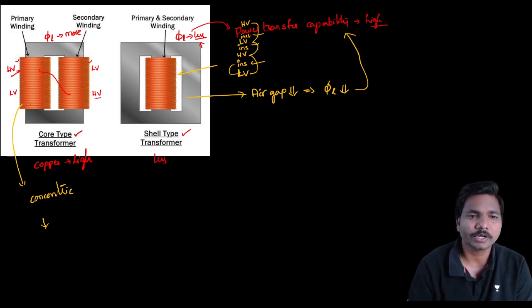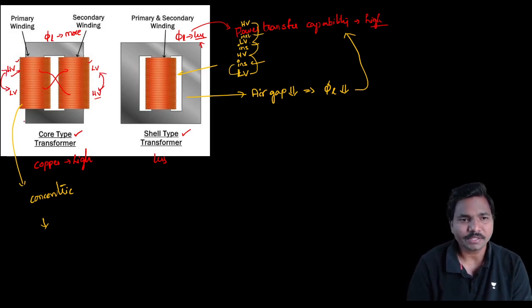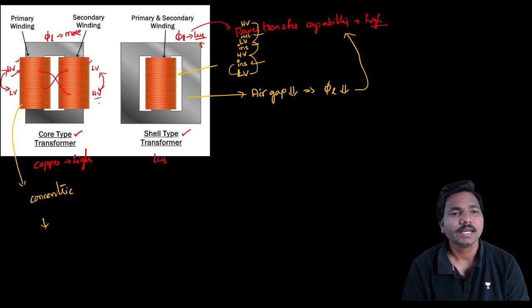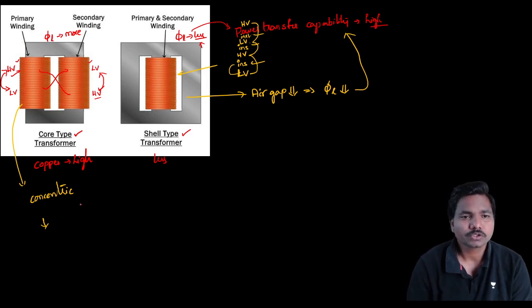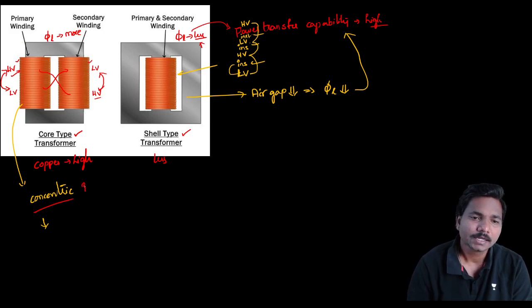Like that, we are going to connect this LV and this LV. Then the gap between LV and HV is less. The air gap between LV and HV is less. Whenever the air gap is less, the leakage flux is also less. So to reduce the leakage flux, here we are going with the concentric and interleaving procedure.